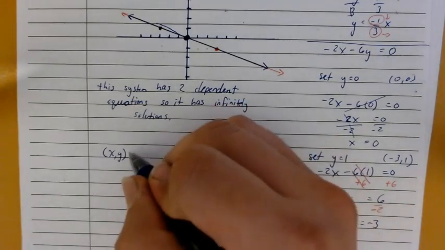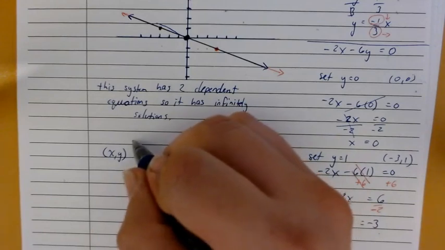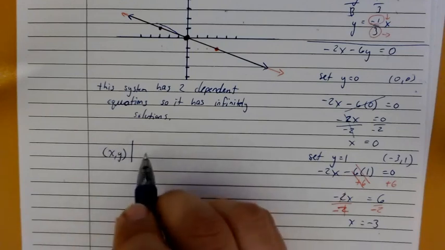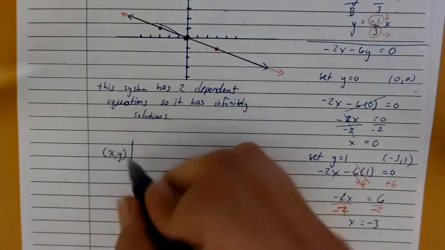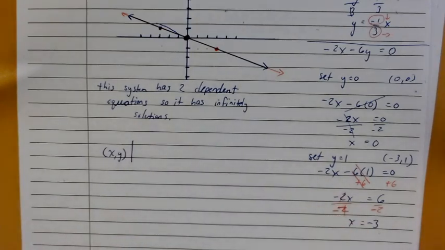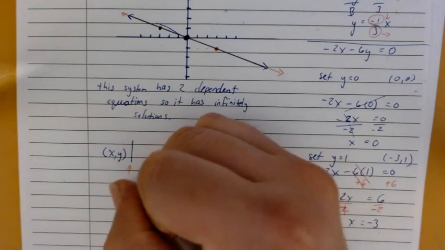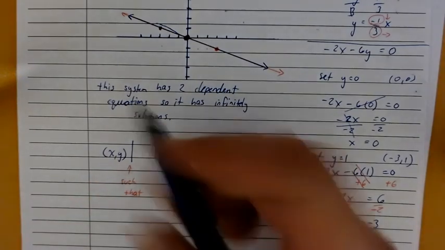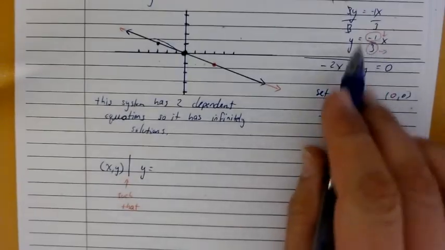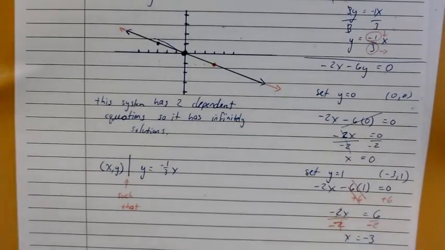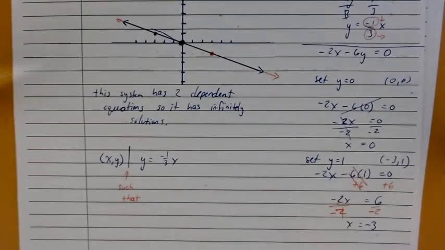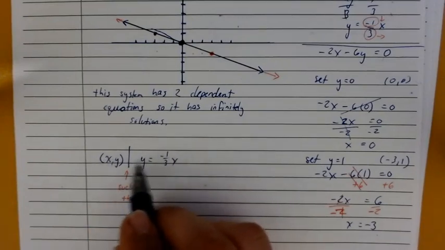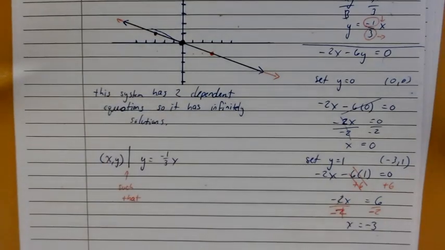Sure. They're going to be points, x comma y, such that. This little vertical line separates what your point's going to look like from the conditions on that point. Whenever you see a vertical line like that, it is read as such that. It's points x comma y such that y is equal to negative 1/3 x. What this does is it gives you a description. It says anytime you have a point where if you take your x value, multiply it by negative 1/3 and you get your y value, that point is one of the solutions to this system.